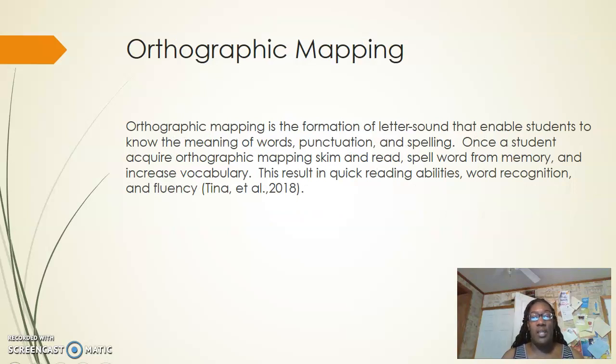Orthographic mapping is the formation of letters and sounds that enable students to know the meaning of word, punctuation, and spelling. So to me, orthographic mapping is associated with spelling and how words are spelled and how students associate those spellings and different things to be able to recognize different words.